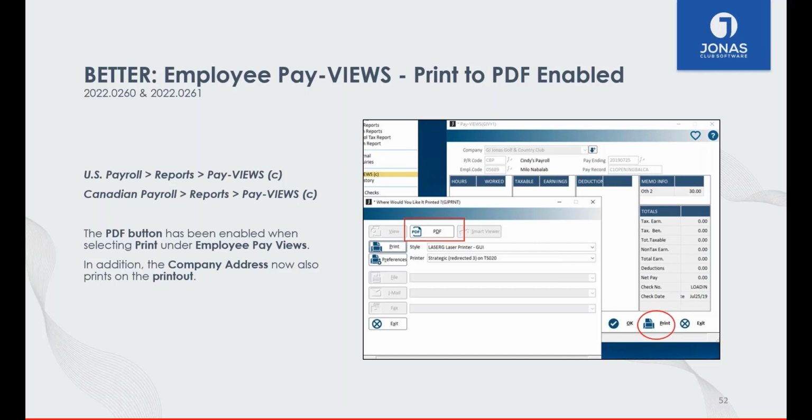A lot of clients like to use the PDF. Now you can just click on the PDF. If you want to look up Milo's payroll pay stub, you can view that, save it, or email it off to the employee if you wish. Also, before we used to print the company name, and now we actually print your company's address as well, for the employee and for yourself. So two new features there in one.